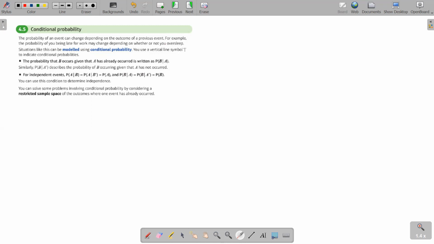The probability that B occurs given that A has already occurred is written as P(B | A). Can you see this? This is an important notation. You write the probability, then B, the vertical line, and then A. Whenever you see something like this, it means conditional. What do we mean by conditional?